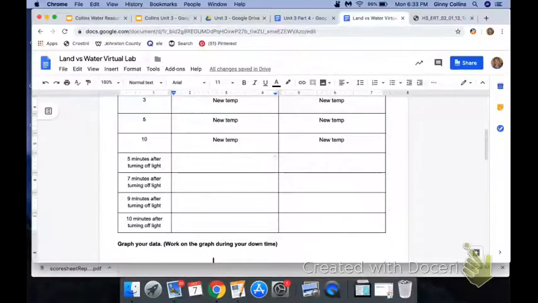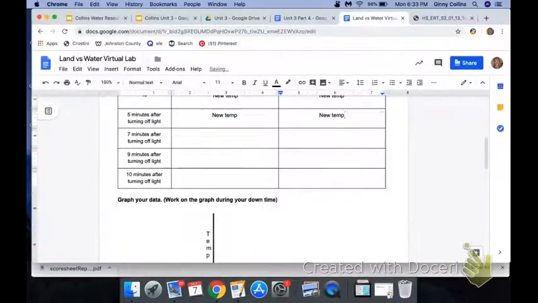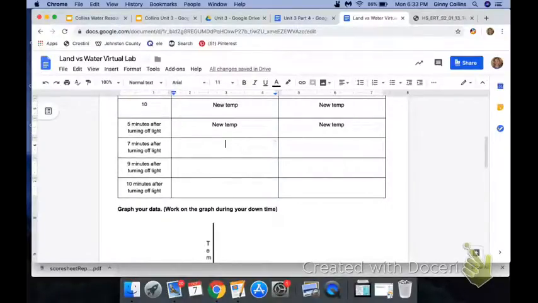Now, what is 5 minutes after 10? 15 minutes. So again, I've not touched my timer one time other than to turn it on. So when that timer hits 15 minutes and my lamp has been off for 5 minutes, I again write down my new temperatures for those. 7 minutes after 10 is going to be when that timer hits 17 minutes, and I write down my new temperature.